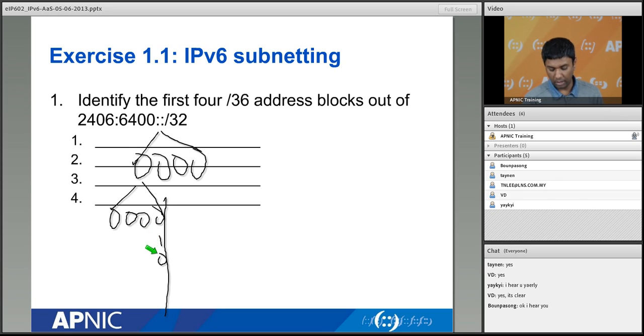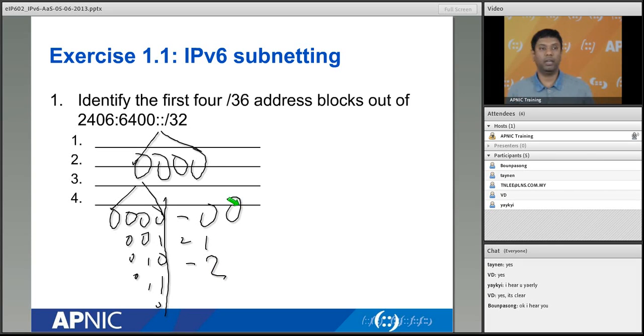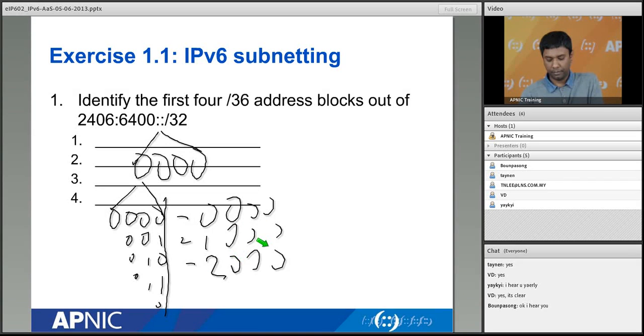So now we build the truth table: 0, 1, 0, 1, 0, 1, it goes up to 16. 0, 0, 1, 1, 0, 0, 1, 1 goes up to 16, and then 4, 0, 4, 1, then 8, 0, 8, 1. This is how we have 16 new subnets, and then just convert them into hexadecimal: 0, 1, 2, right? This is how you get all your new subnets, and then the remaining 3 hexadecimal digits. So this is how you do subnetting. Okay.